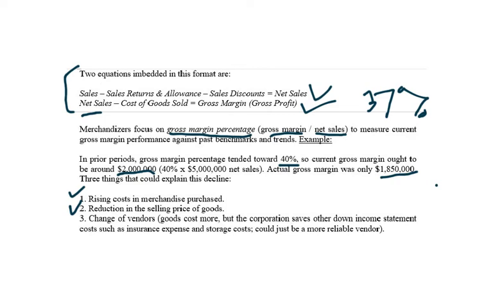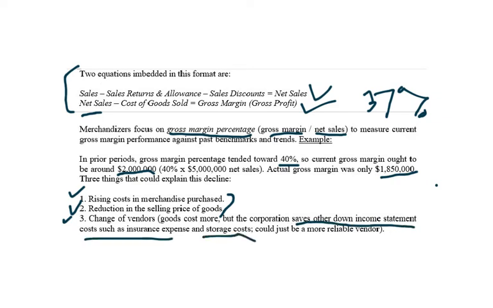Number 3 is a little bit more of a soft issue here, as we call it, not a hard numbers issue. We changed vendors, right? So of course, changing vendors means that number 1 happened. Our goods cost more. So it's partially the one we just talked about, but again, maybe we save on other down income statement costs such as insurance expense and storage costs.